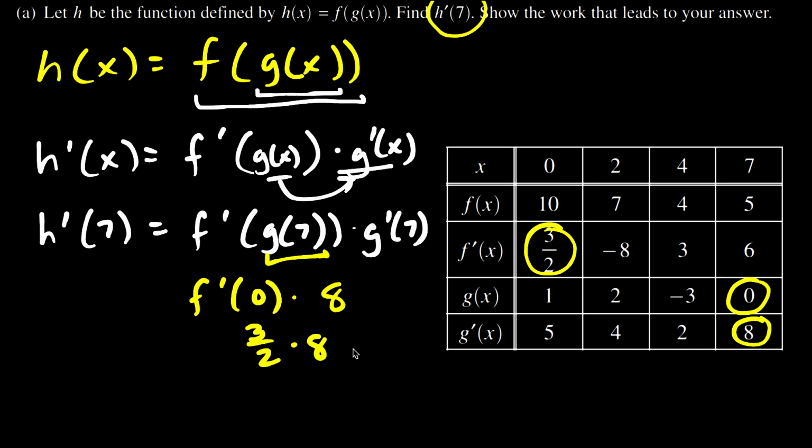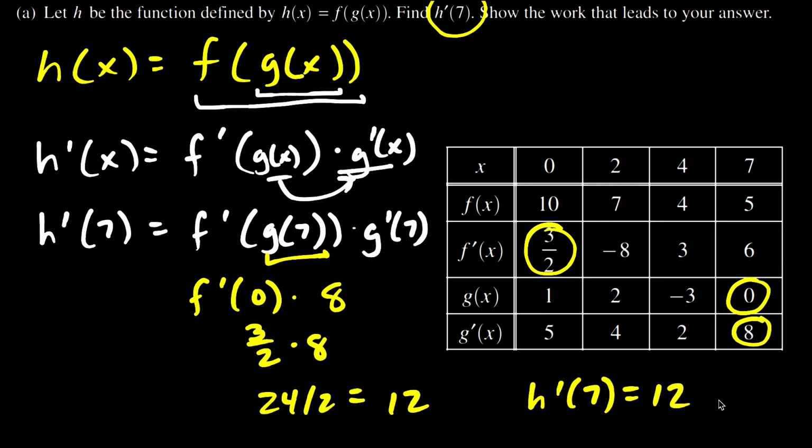And on the AP exam, you do not have to simplify anything that could be entered in a scientific calculator, but we'll go ahead and do that. 3 times 8 divided by 2. So we end up with 24 over 2, also known as 12. So we now know that h prime of 7 is equal to 12.